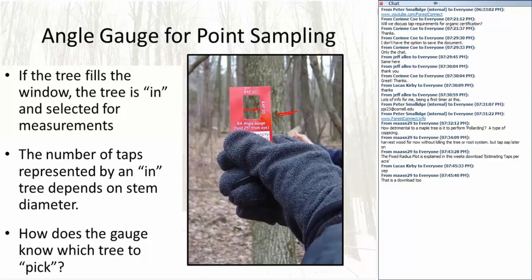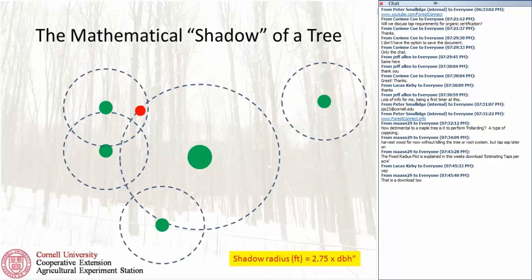So you're going to stand at one point, look at all the nearby trees, and say, am I standing inside the shadow of the tree? Big trees have big shadows, right? So there's the mathematical shadow of a big tree, and a smaller tree has a smaller shadow. If this red dot is your sample point, you stand in the woods and look at all of these trees through the angle gauge. This tree, you're standing inside the shadow. This tree, you're also standing inside the shadow. This tree, you're not standing inside the shadow.